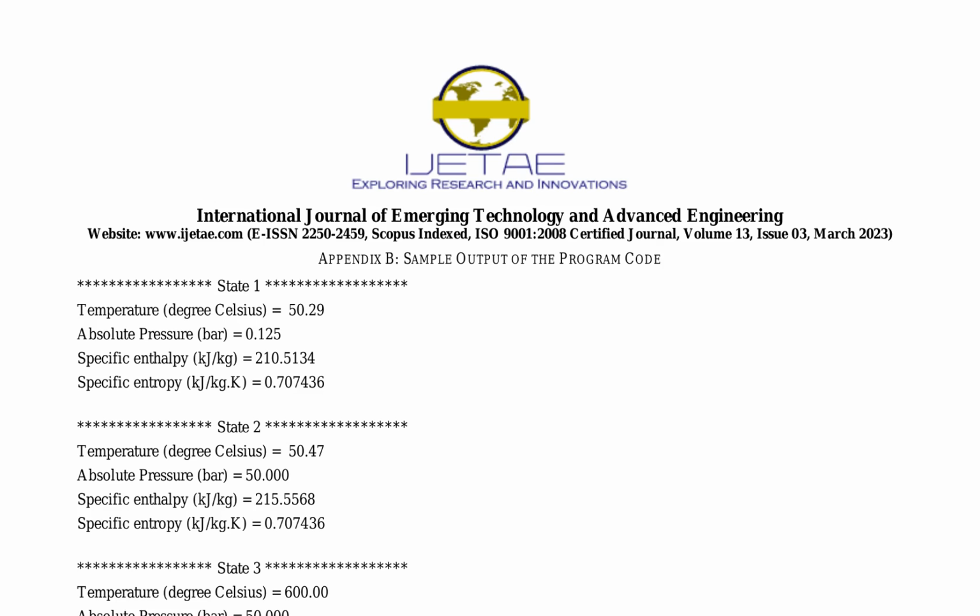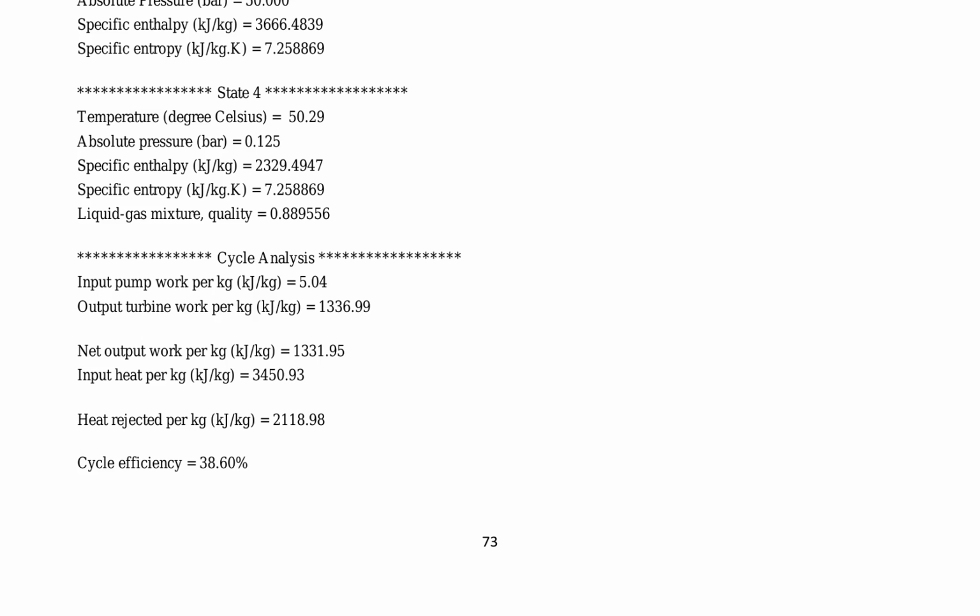0.889556. In contrast, State 2 and State 3 demonstrate drastically different conditions, with State 2 featuring a temperature of 50.47 degrees Celsius, absolute pressure of 50.000 bars, and specific enthalpy and entropy values of 215.5568 kJ per kilogram and 0.707436 kJ per kilogram K, respectively.